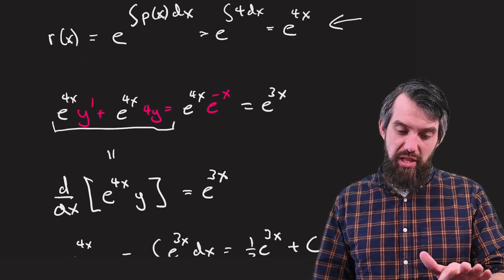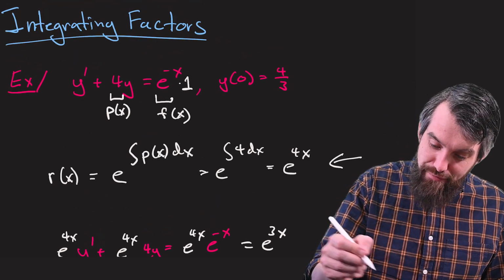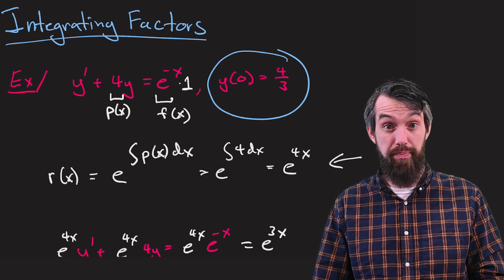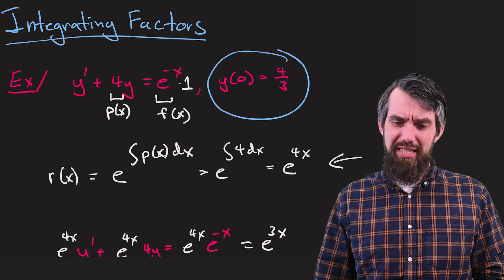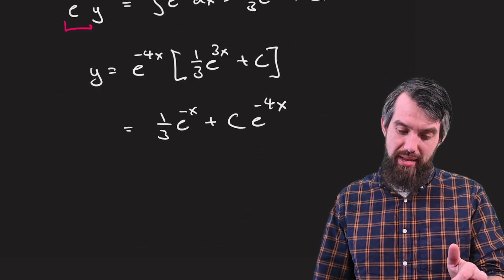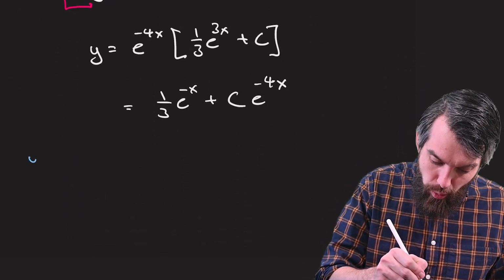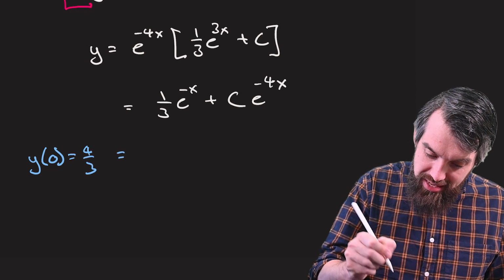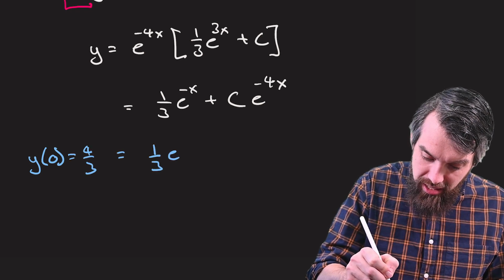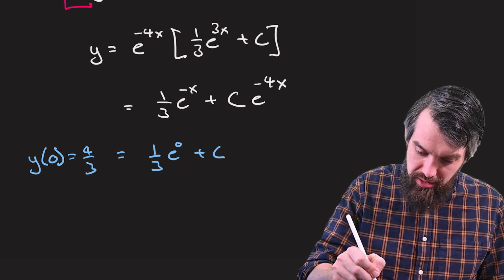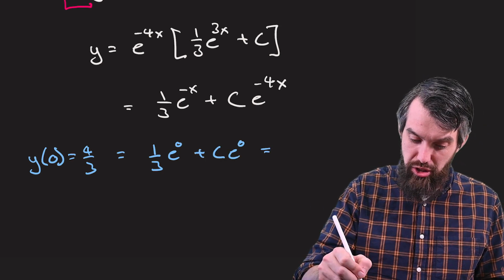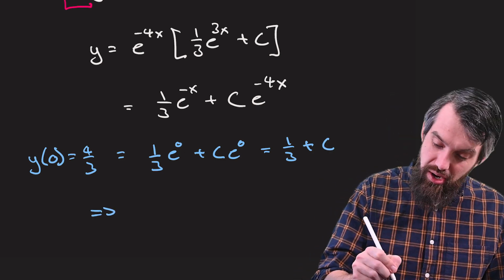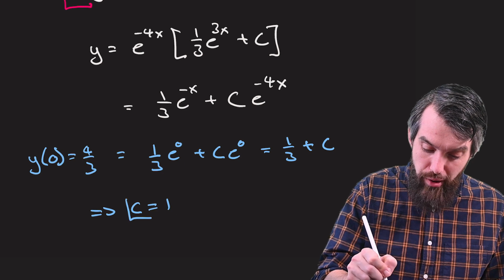But I do want to go back to the beginning to remind ourselves that we also had this initial condition that y of 0 was equal to 4/3. So let's see how we can deal with that. I'll scroll back down. What I want to plug in is that y at x equal to 0 is equal to 4/3. That's the same thing as 1/3, well, e to the 0 is just 1, plus a constant, e to the 0 is another 1, so this is just 1/3 plus c. And this is the same thing as saying here that c is equal to the value of 1.